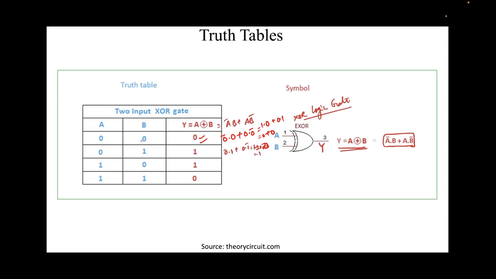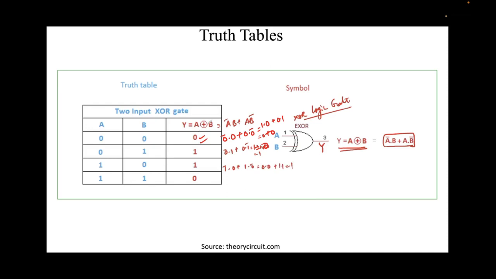Third, A is 1, B is 0. So let's put this here. So it's 1 bar times 0 plus 1 times 0 bar. So that comes out to be 0 times 0 plus 1 times 1, which is equal to 1, and hence the answer is 1.